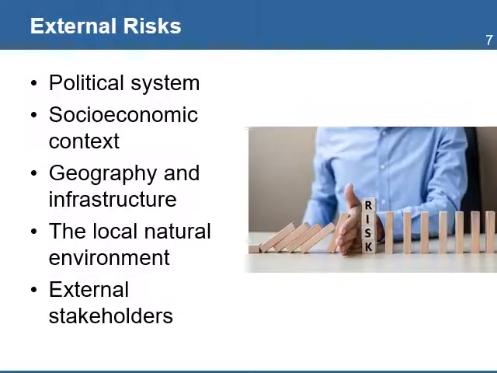External risks come from the environment, and these are more difficult to manage. These include all the factors that the project has little or no influence to change, and the best strategy is to develop contingency plans that will help minimize their impact. External factors include the political system, socioeconomic context, geography, infrastructure, the local natural environment, external stakeholders, including intended beneficiaries and the local communities, who have a strong influence in the project outcomes.